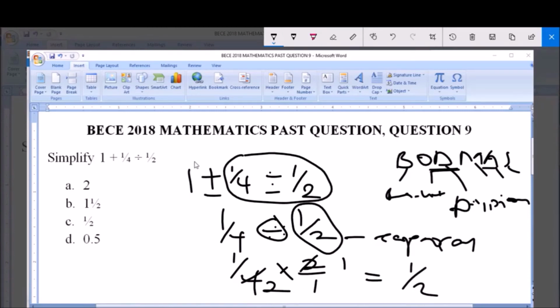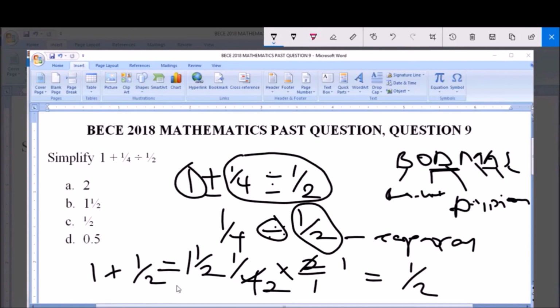Now let's come back. Remember, we still have our 1 here: 1 plus this. Now we have 1 over 2. Remember, we did the division first, and now we are coming back to the addition, because in BODMAS division comes before addition. So 1 plus our answer, which is 1 over 2, that is 1 plus a half, is equal to 1 and a half.